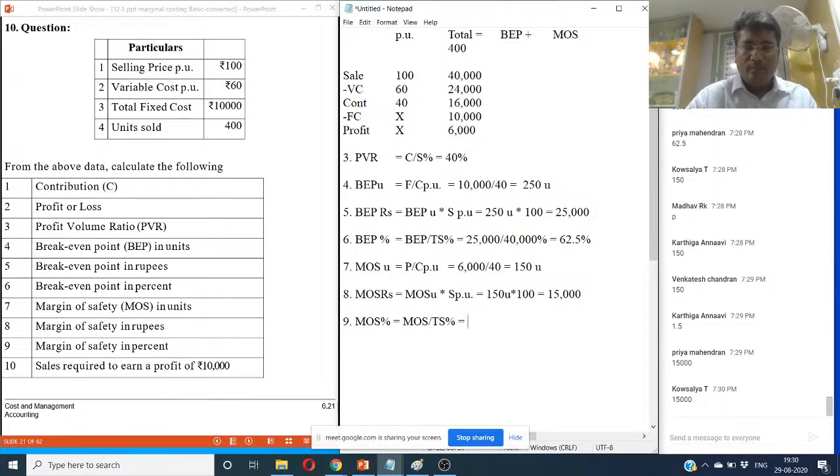Margin of safety being 150 units. You can put it in units or in value. You will get the same answer. If you take the units, you have to take the units in the numerator as well as in the denominator, both the places.